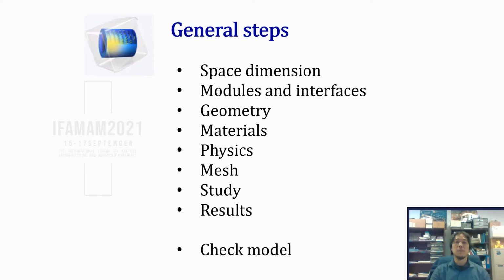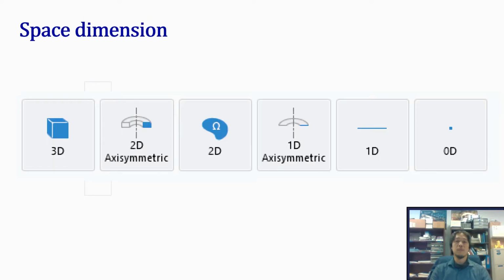The general steps using COMSOL are listed here, which we will be going over in the next few slides. The outcome of the simulation has to be checked for its accuracy. The first step is to identify the domain or system spatial dimension of operation, noting that 3D is the most computationally demanding.